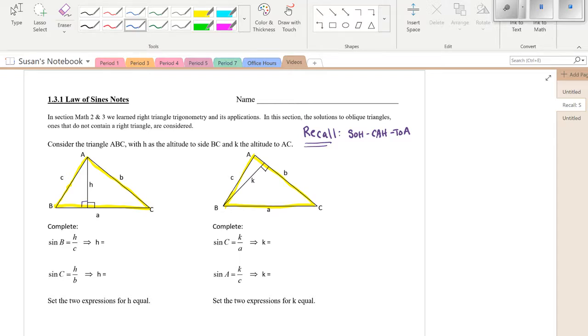So recall when we're doing right triangle trigonometry, because that's what we're going to have to use to help us solve these triangles, we have SOHCAHTOA. So sine is opposite over hypotenuse, cosine is adjacent over hypotenuse, and tangent is opposite over adjacent.